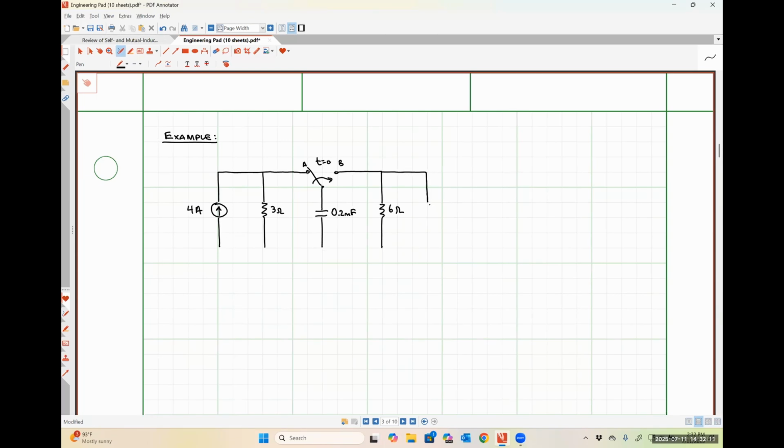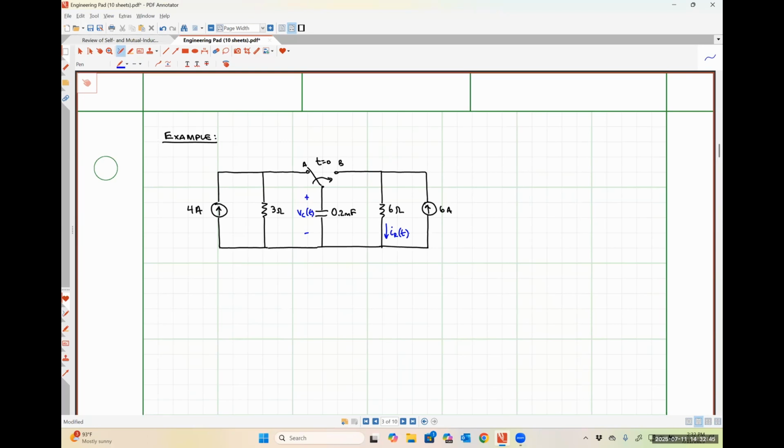And then let's put another current source over here. So this will be a 6 amp source, like so. And let's say that I am interested in the voltage drop across my capacitor, as well as the current flowing through this 6 ohm resistor. Okay.